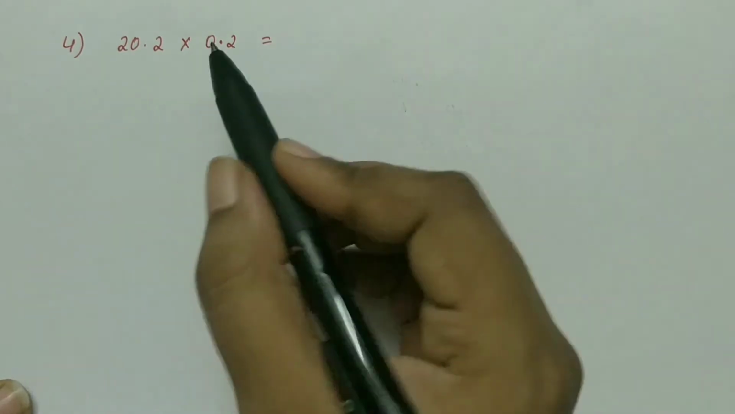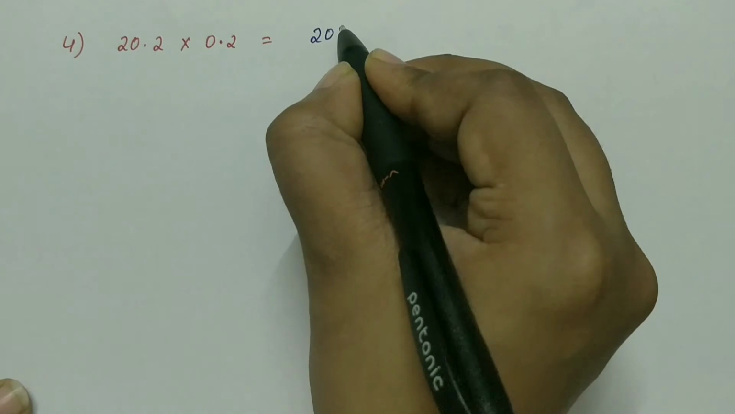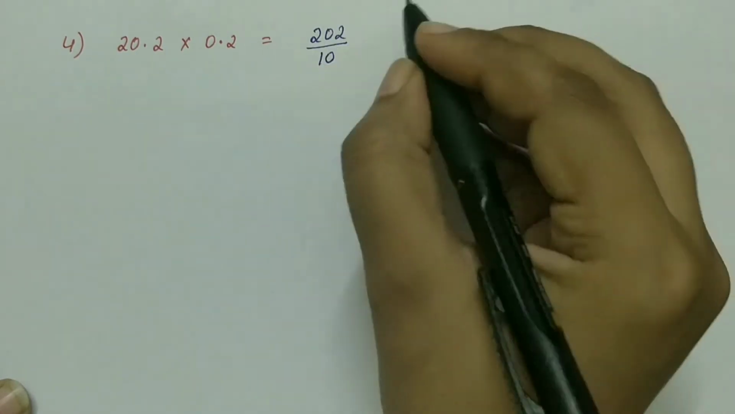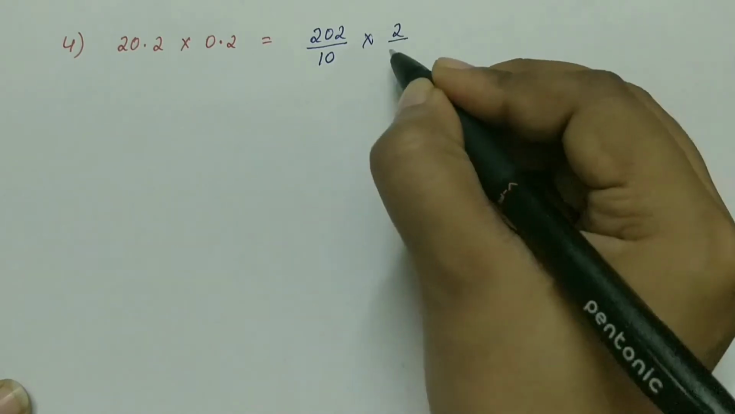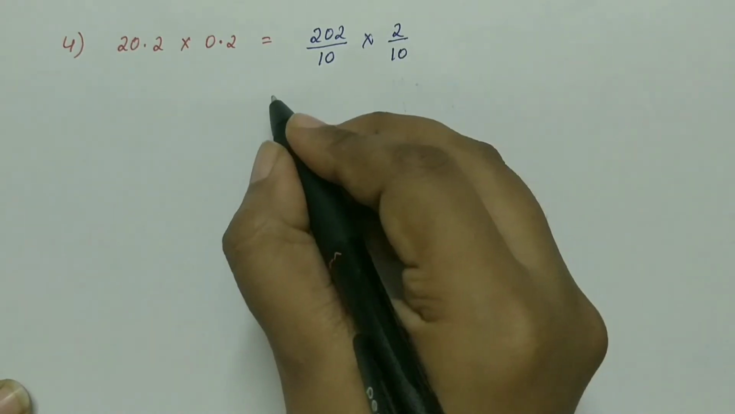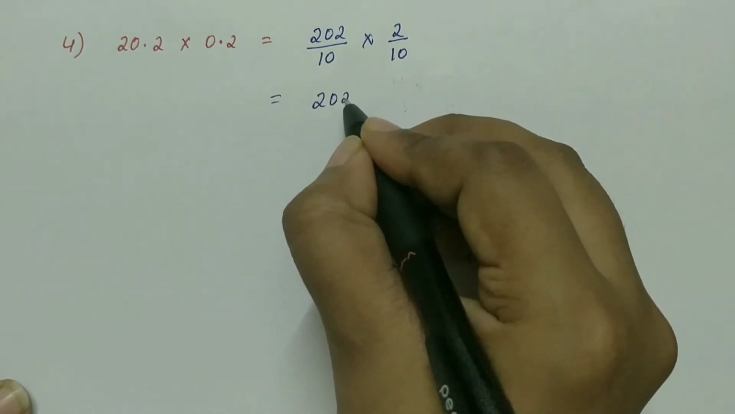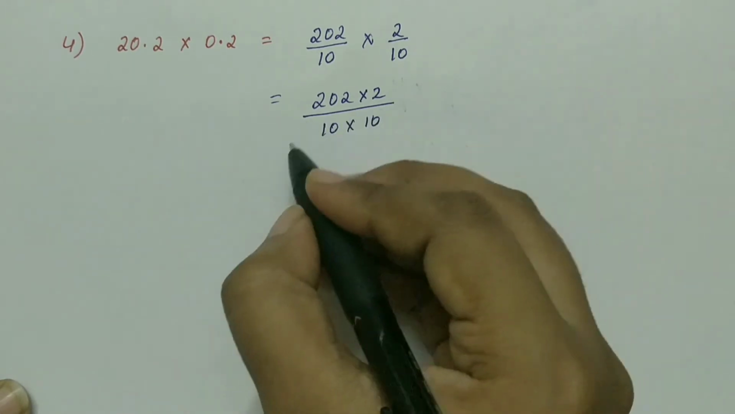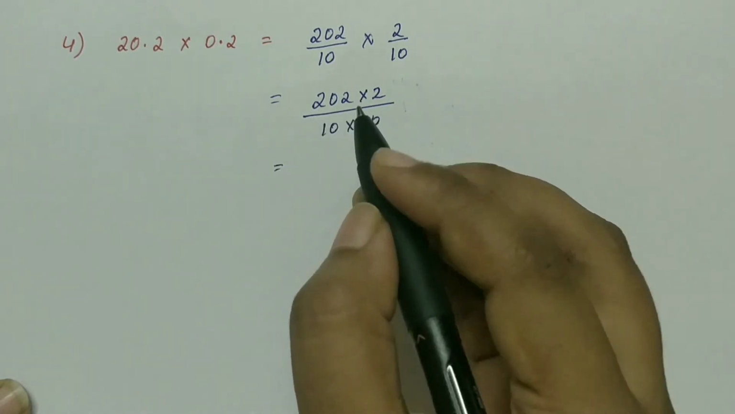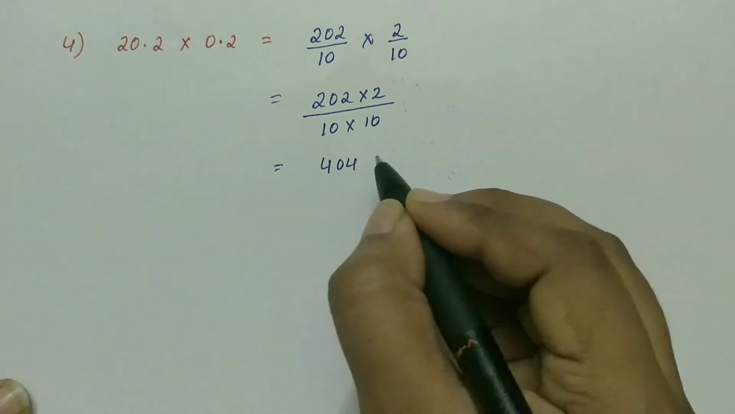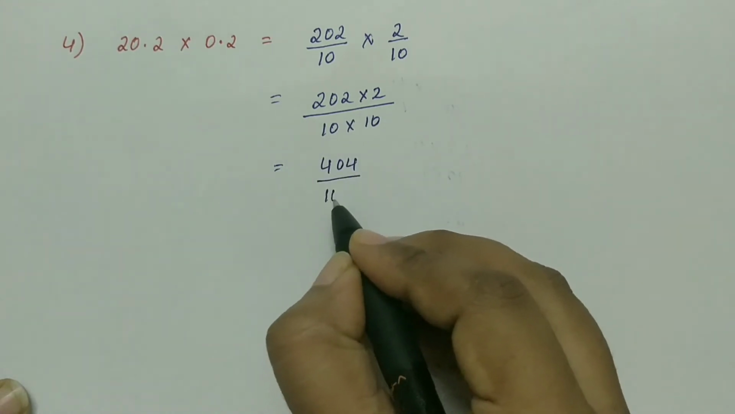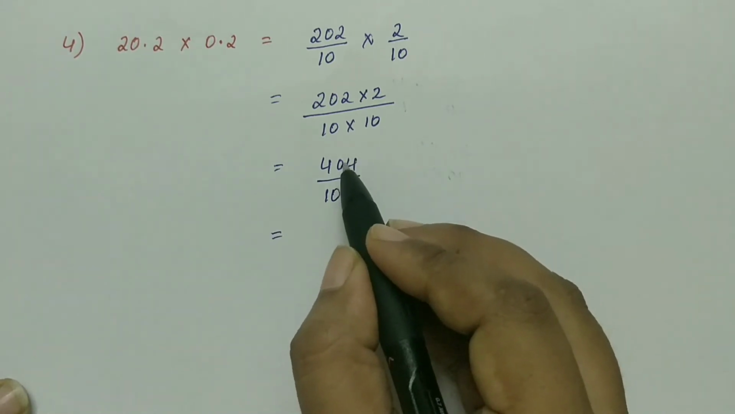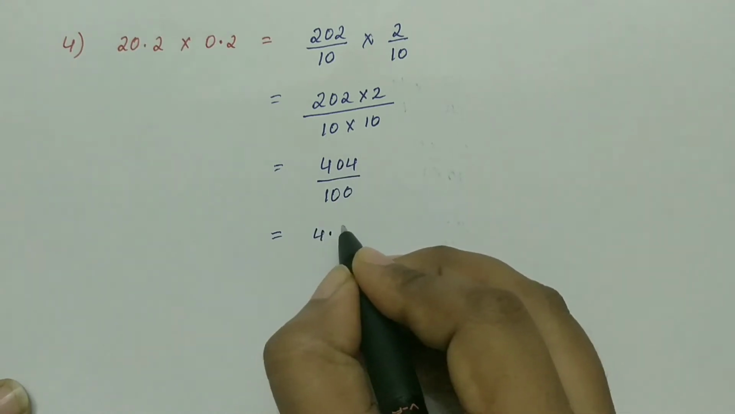Next one, 20.2 into 0.2. Convert into fractions. 202 divided by 10, one digit, into 2 divided by 10. Therefore, 202 into 2, 10 into 10. 202 into 2 equal to 404 divided by 100. Convert into decimal: 1, 2, 4.04.